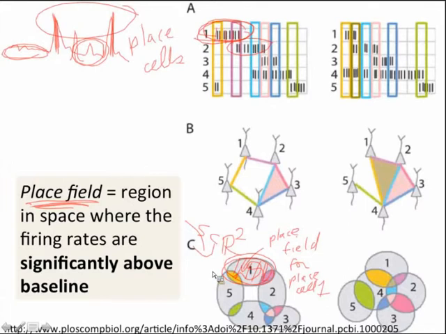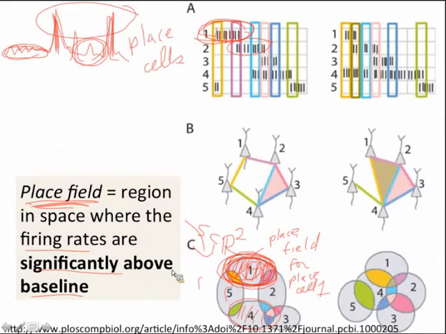And so when the mouse is out here, maybe there is some small stuff going on with cell 1, but it isn't until we get the spikes that are above threshold, in the region where the mouse is traveling, where you have a firing rate significantly above baseline, that would be the place field for place cell 1. And similarly, you can talk about the place field for place cell 4. And so we've got these different place fields.